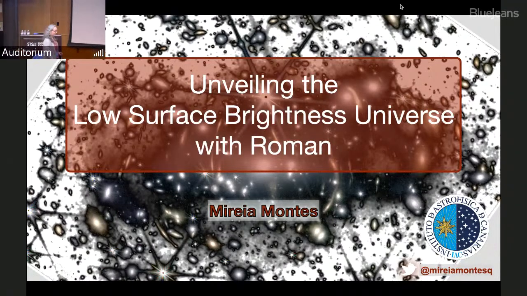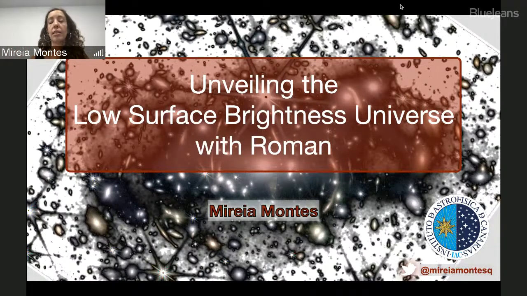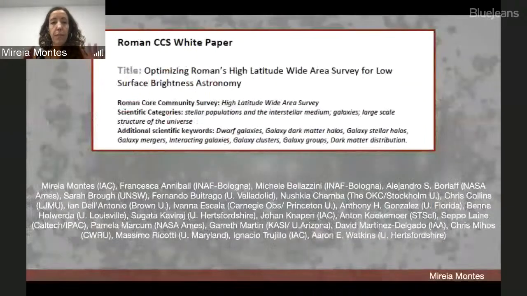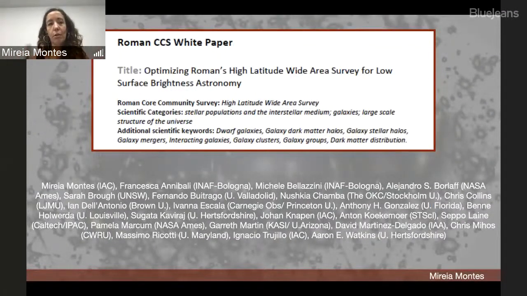So hi, everybody. First of all, I would like to thank the organizers for giving me the opportunity to present today. I am quite sad of not being able to be there with you all in Baltimore, which was my previous home. So this talk is somewhat loosely based on the white paper for the Roman core community surveys that we submitted a few days ago. I hope I will be able to prove to you that the low surface brightness universe is extremely interesting and worth exploring with Roman. If you are interested, this white paper is available in the archive.